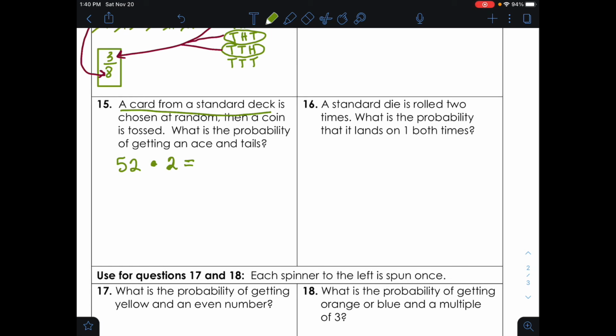Come on. Stylus is acting crazy. All right, and then that would be, what is that, 104? Okay. So that's our total. So that's going to go in the denominator.